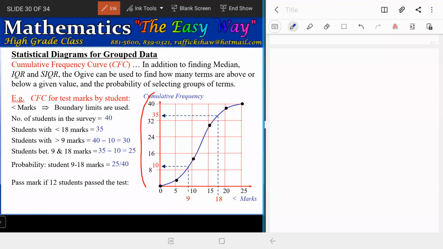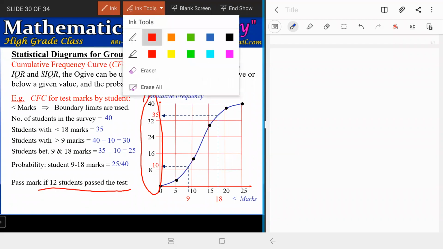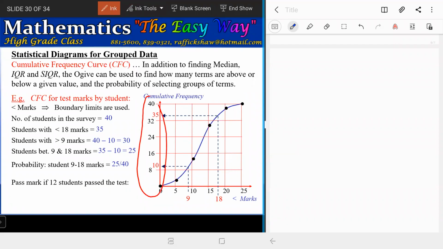There are 40 students who did the test. Only 12 of them passed the test. Where on this graph, where on this line are they? Remember, these are the students in ascending order, from the ones who get the low marks to the ones who get the high marks, because the data is in ascending order.